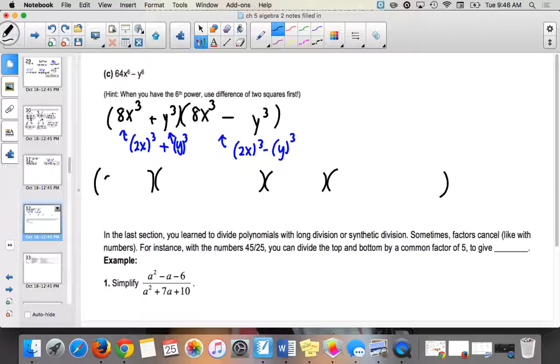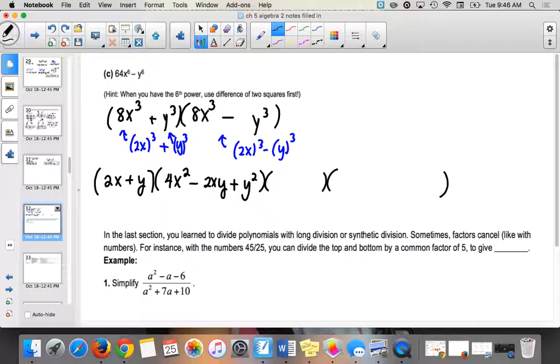So the first one is just going to be 2x plus y. Square the first thing, so 2x times 2x is 4x squared. Square the last thing, I get y squared. Multiply the 2x and y together, I get 2xy. My signs are same, so I already have the plus written. Opposite, always positive.